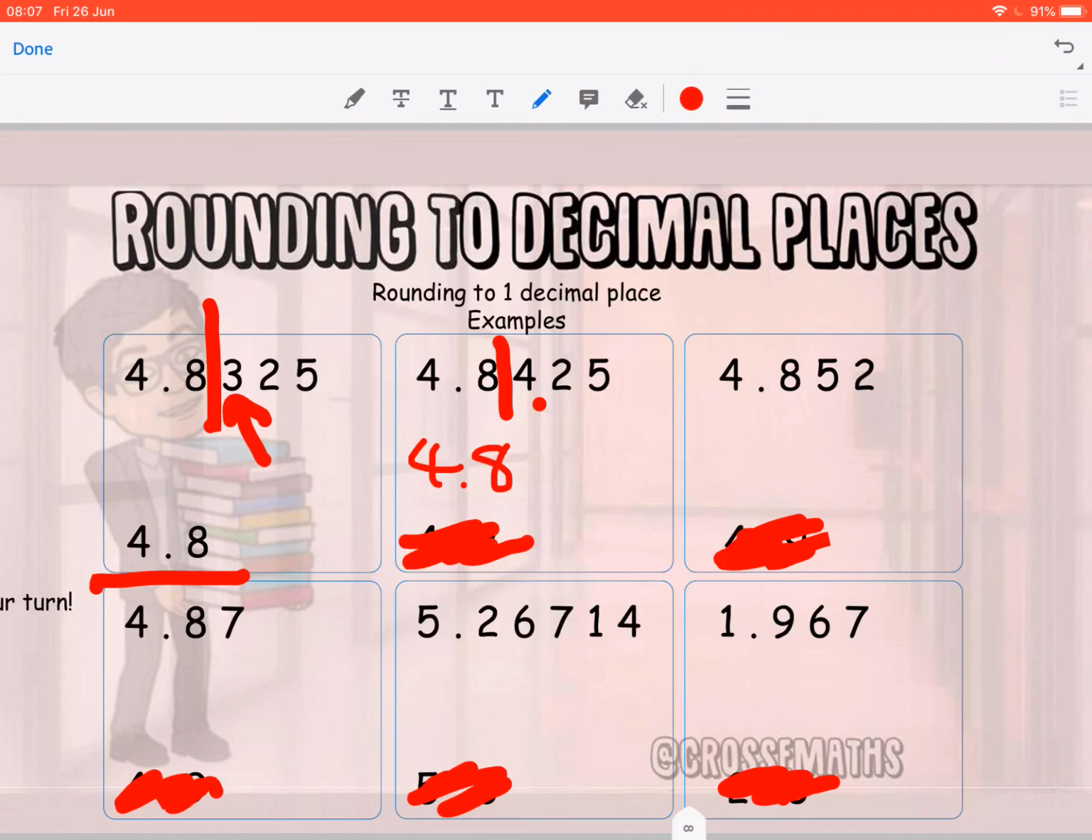Next one, count across 1, draw a magic line in. If you look to the number to the right of the magic line, is it 5 or more? If it is, that 8 has to go up by 1 and it becomes 4.9.